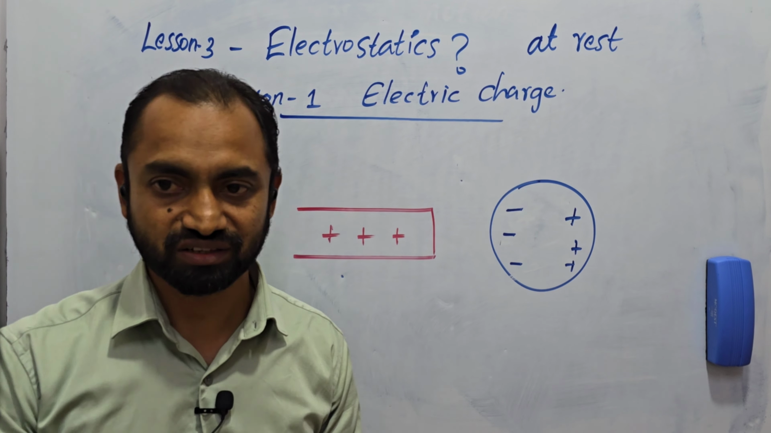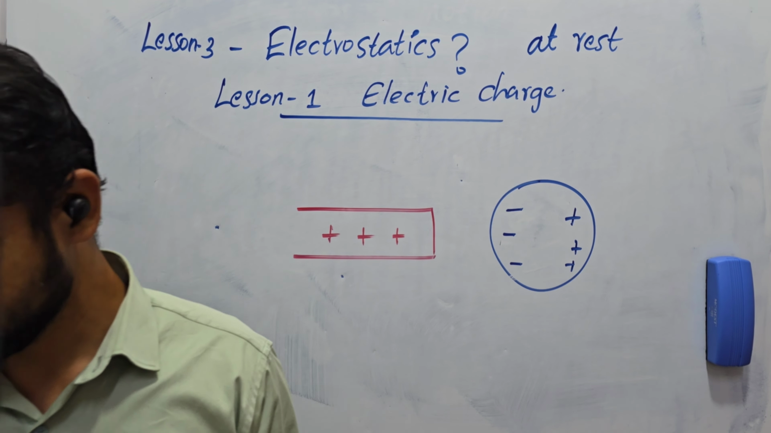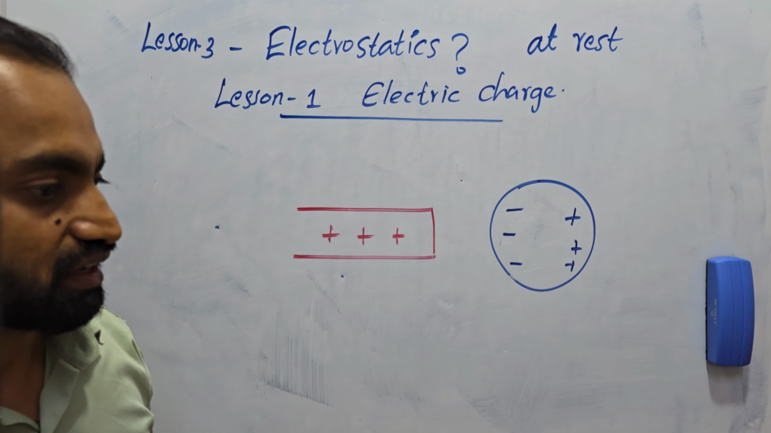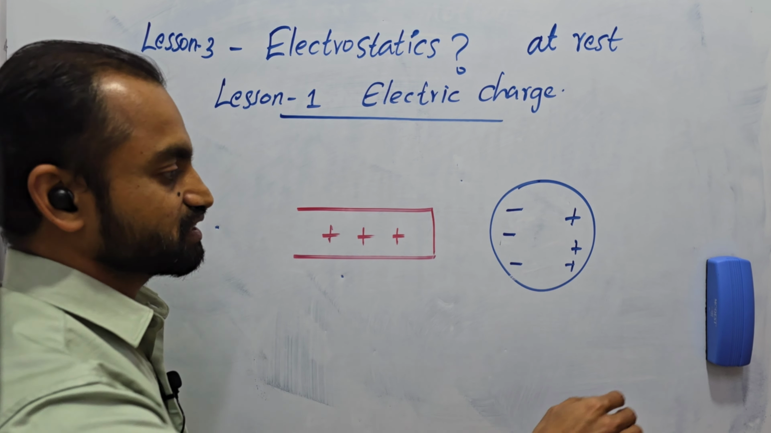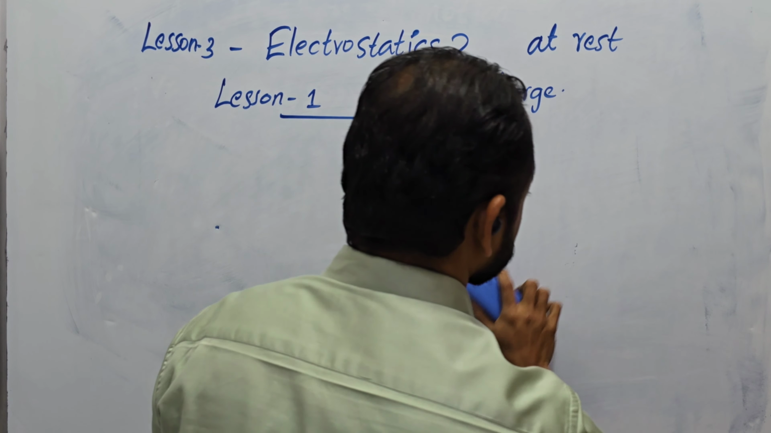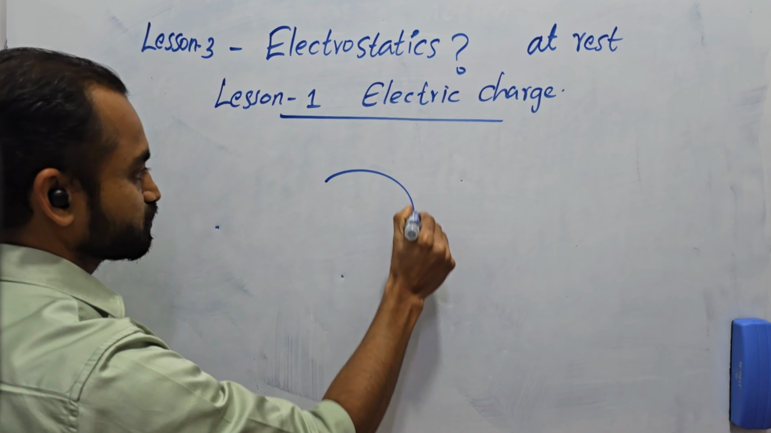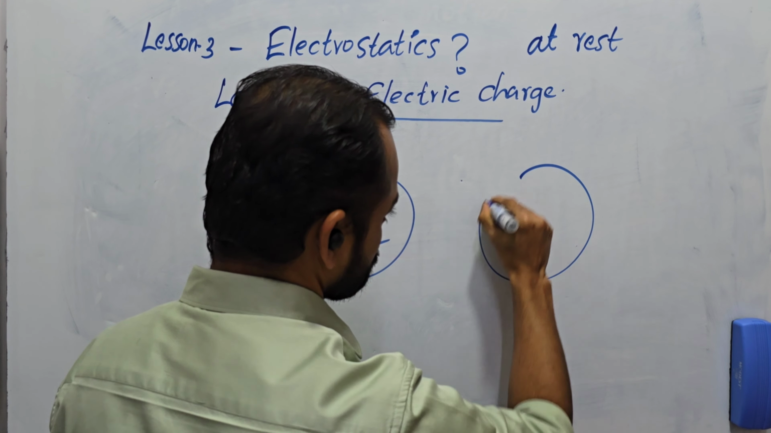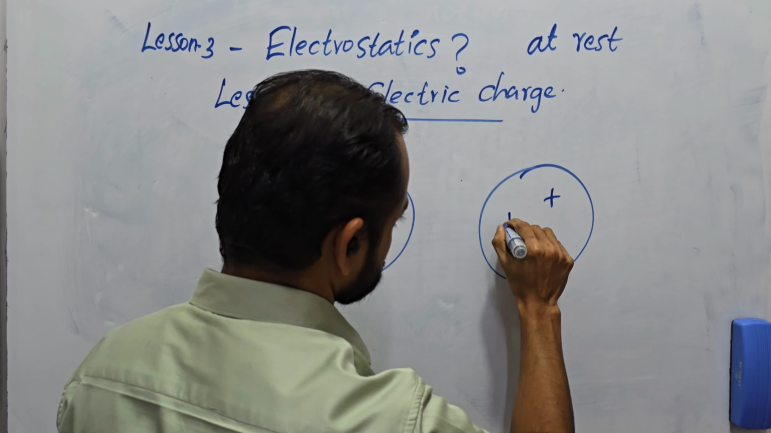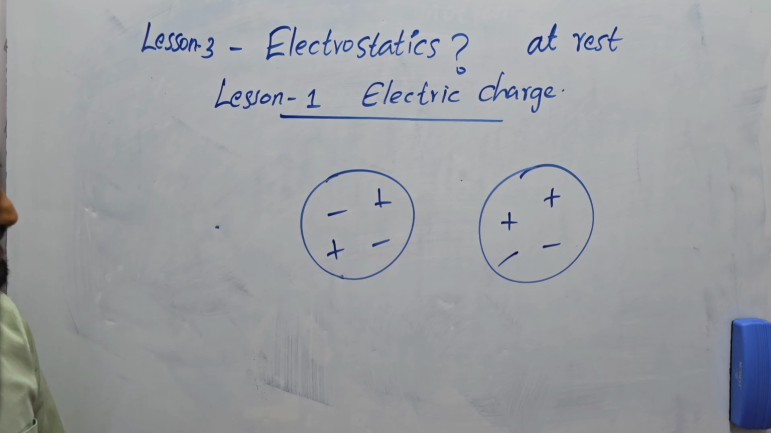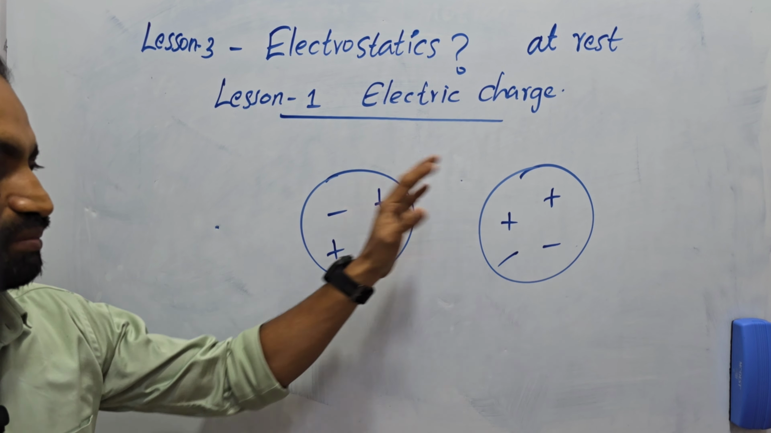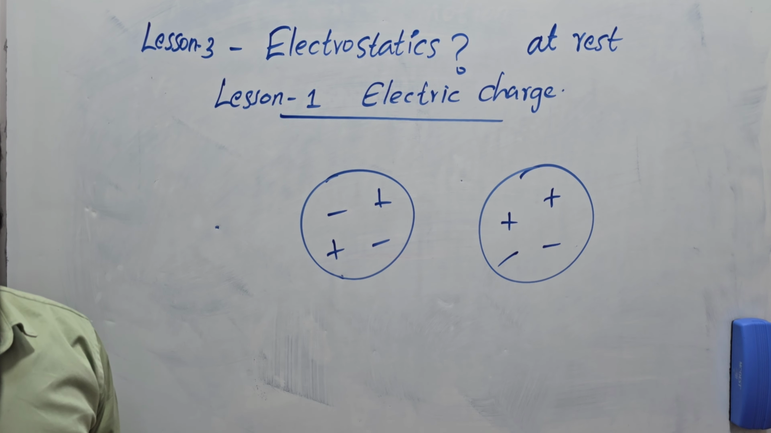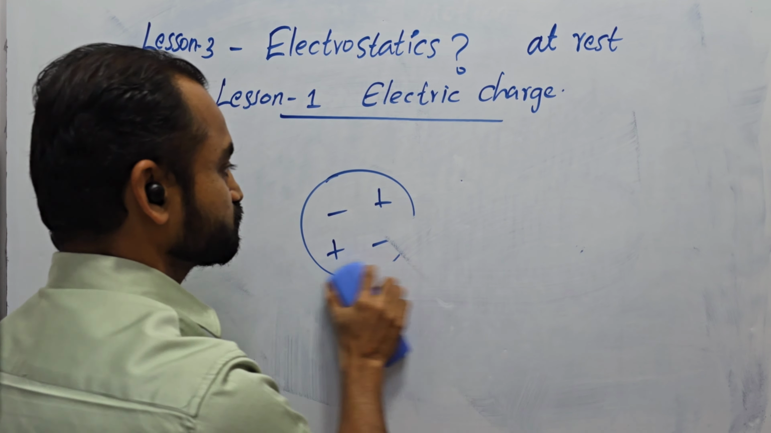Attract. Okay. Now for two neutral objects: no attraction, because the net charge will be zero, so there will not be charge separation. This is a neutral object: negative, positive, negative, like this. Here also a neutral object: positive, negative, positive, negative, like this. So the forces will cancel each other. So there will be no attraction, no repulsion. Okay, so for neutral and neutral objects, no attraction, no repulsion.